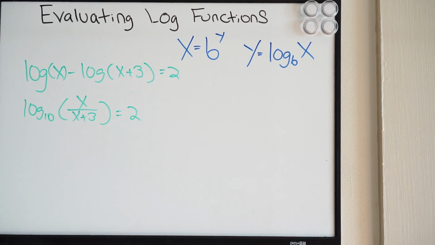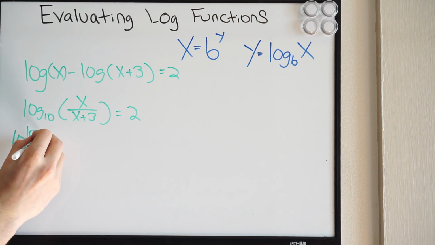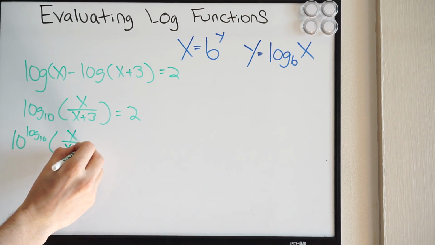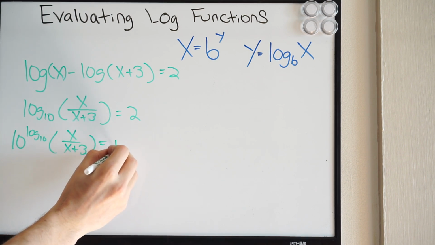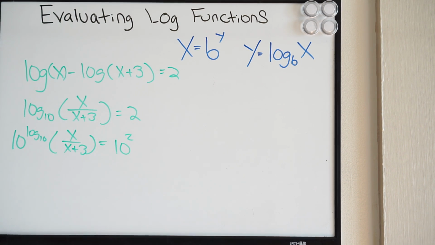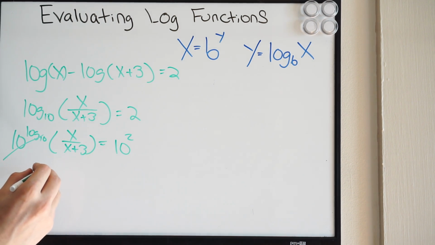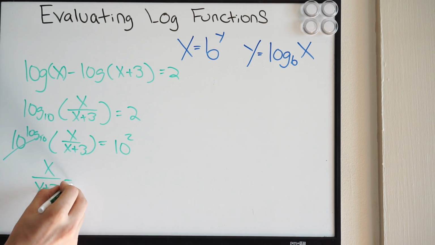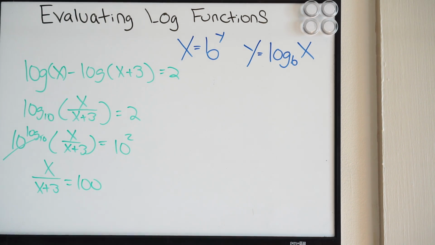Okay. Next step, use your inverse property of log. So if I use a base of 10 of here and a base of 10 of here, right, they'll cancel out. So 10 to the log base 10 of x over x plus 3 equals 10 to the second power. Well, again, inverse property cancels. So now we're left with x over x plus 3 equal to 100.